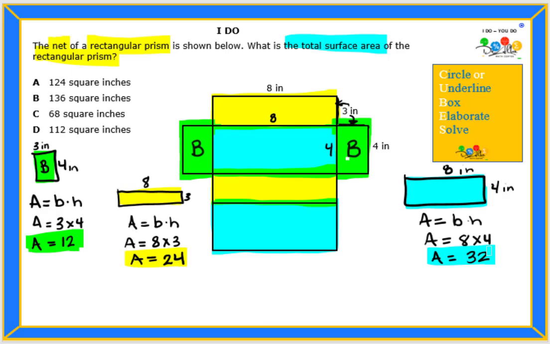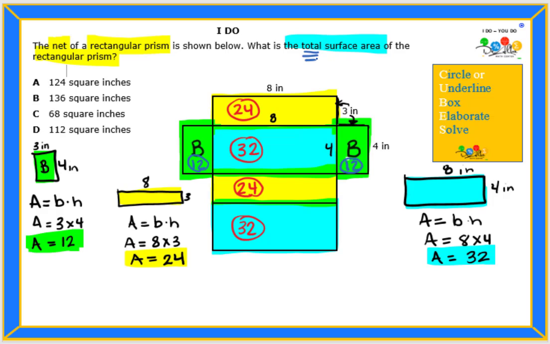Now we have every single rectangle in the net, and I want you to see what we have here. This one was 24 square inches. This one was 32 square inches. Our base was 12. Each base is 12. So when they say what is the total, they want me to add all of these up.